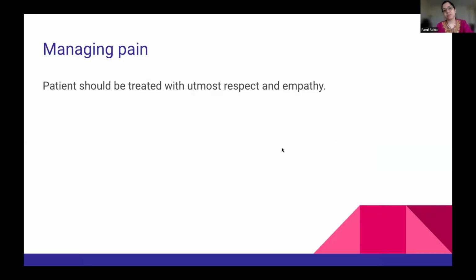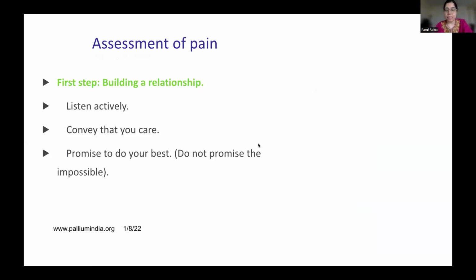Coming to the management of pain, whenever we are treating the patient, we have to treat them with utmost respect and empathy. In the assessment of pain, the first step is building a relationship. We should always listen actively, and we should convey through verbal or non-verbal cues that we care, and we should not promise something impossible, that pain is going to go from 10 to 0. If we are managing chronic pain, we have to promise that we are going to do our best.